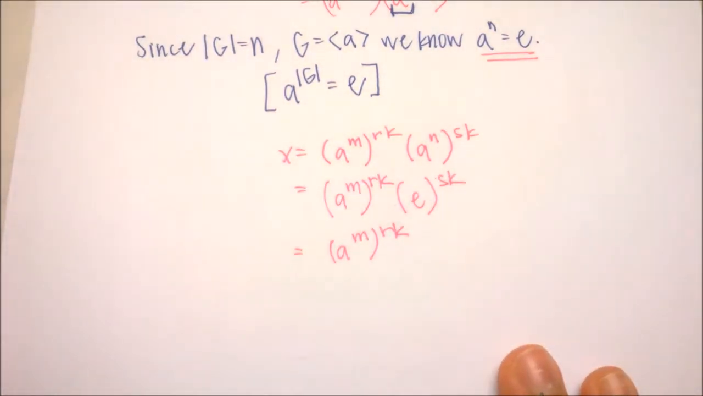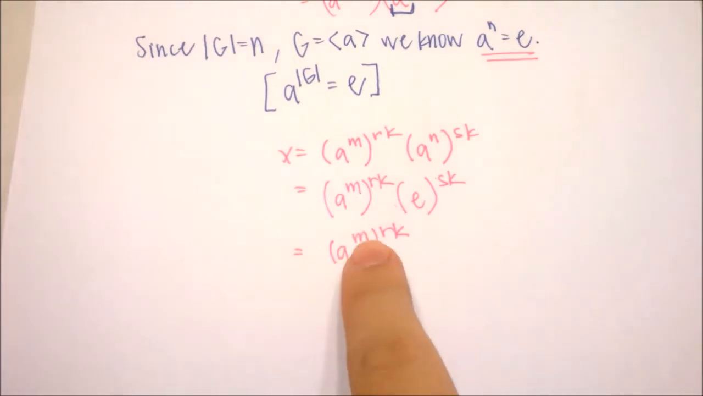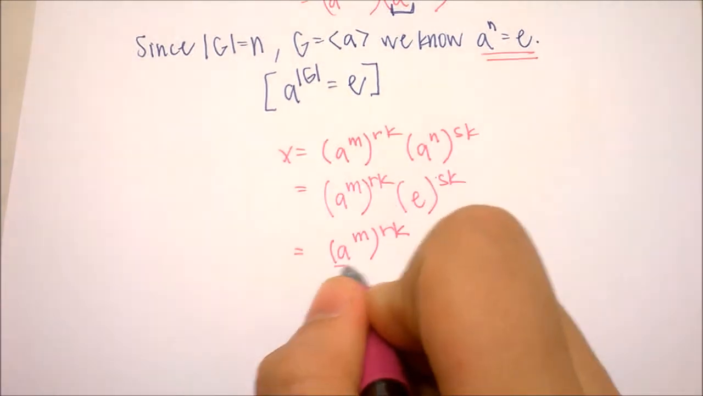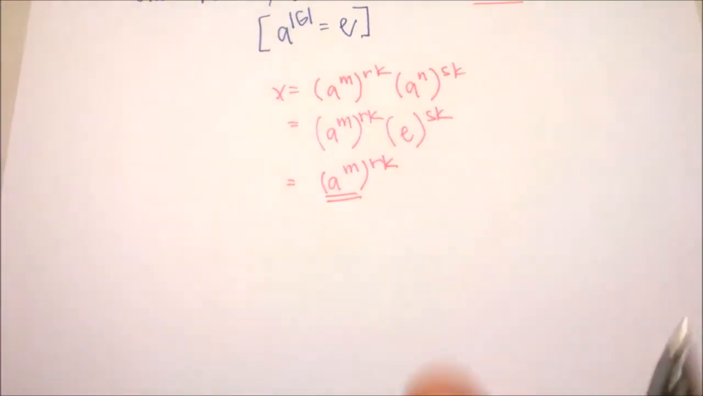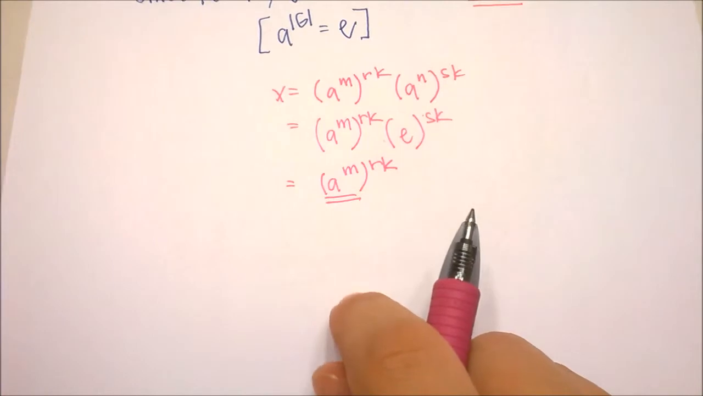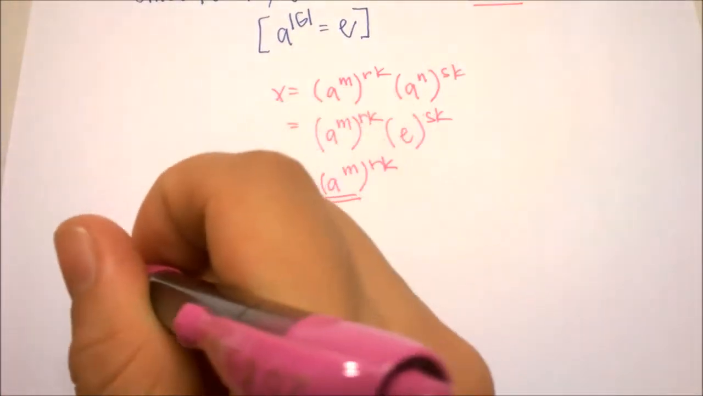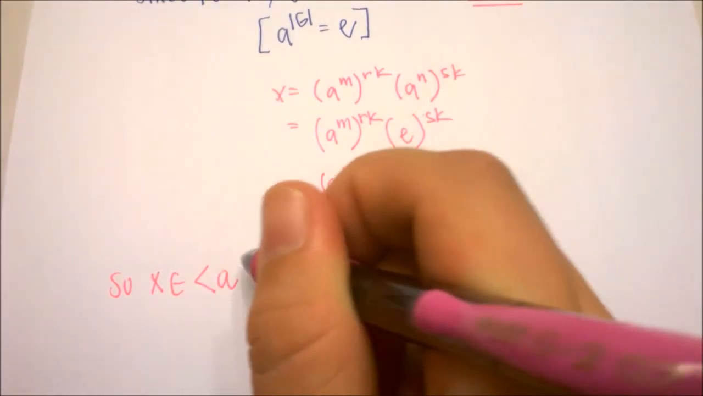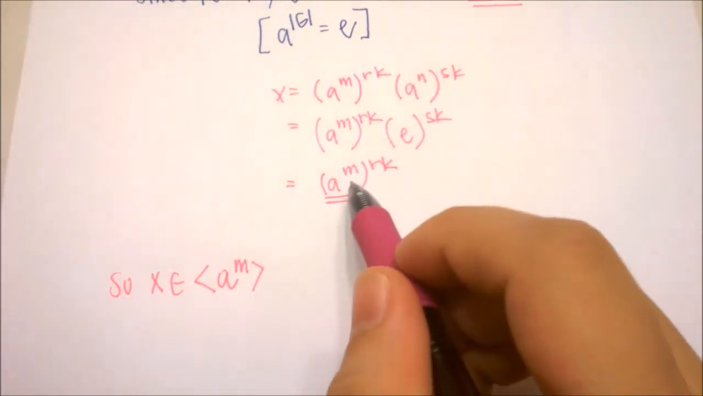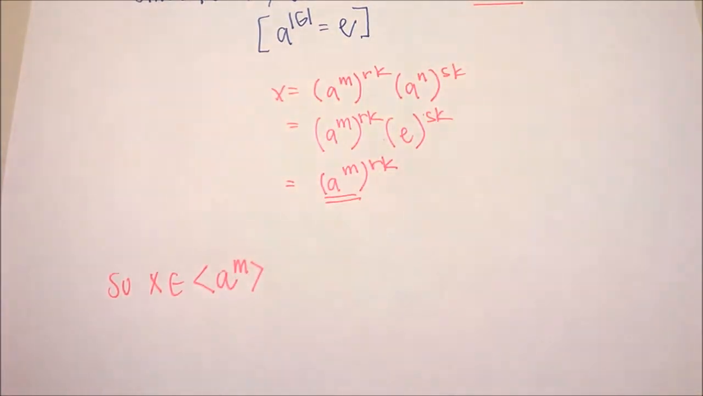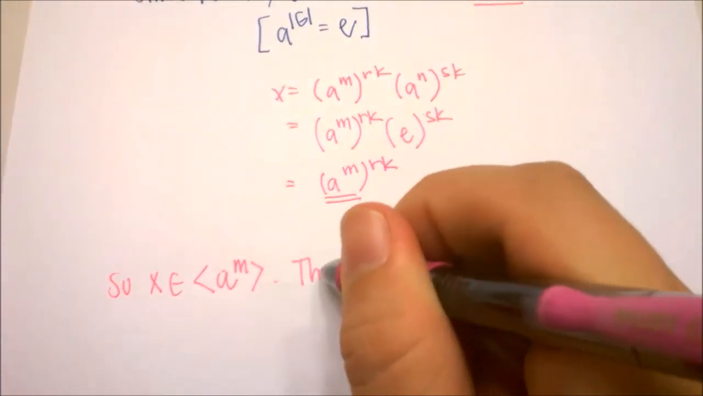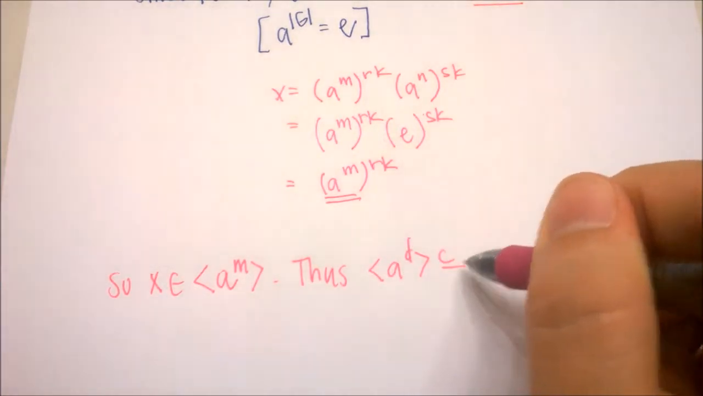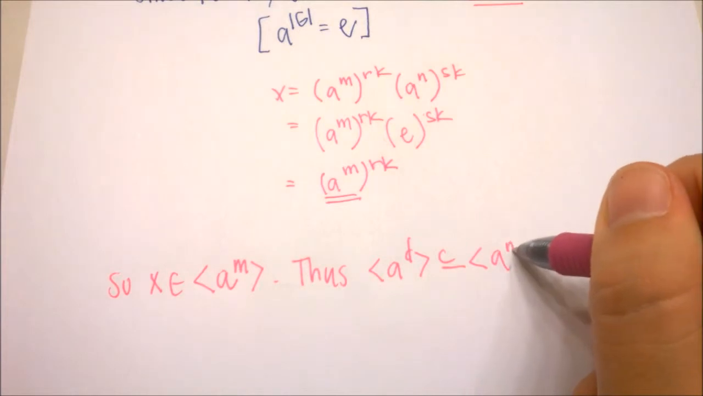That gives us something very helpful because we know now x is equal to A to the mrk. So by definition of cyclic groups, we have A to the m raised to an integer r times k. So by definition, x is an element of the group generated by a to the m. Thus, a to the d is a subset of a to the m.